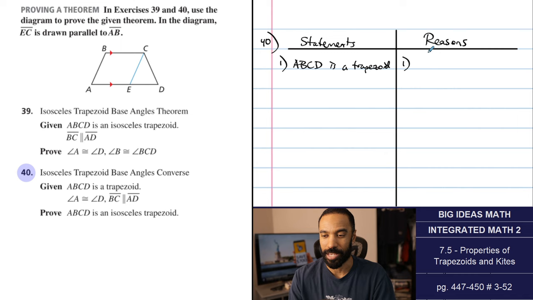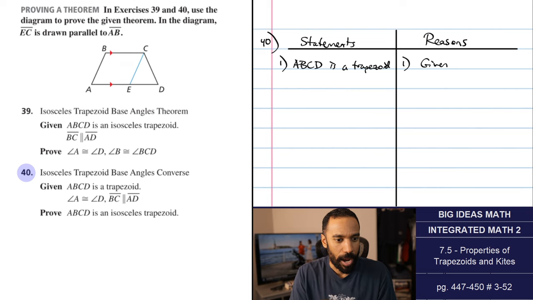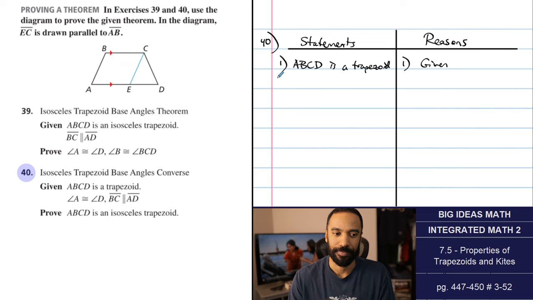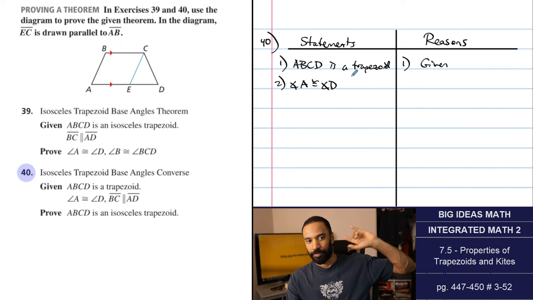I have no idea. So given we have a trapezoid, a trapezoid would make things parallel. Oh, they tell us that. There's nothing else I want to say about it being a trapezoid other than the... Oh, I guess we get to use this now. Angle A is congruent to angle D.